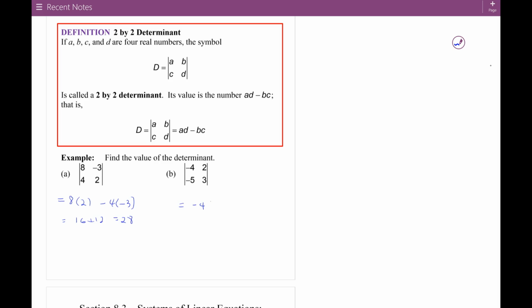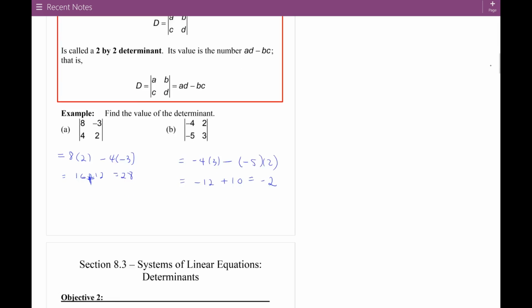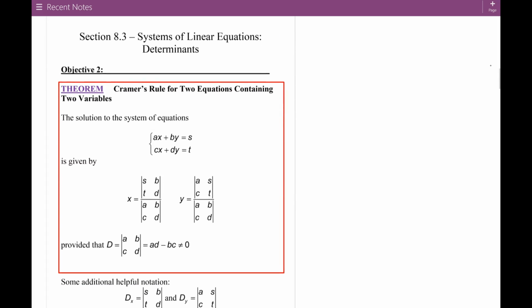Then the second example will have negative 4 times 3 minus negative 5 times 2. So you just have to be careful with negative signs. Negative 12 plus 10, so negative 2. So it's just a number associated with that set of 4 numbers that's arranged in 2 rows and 2 columns. So we're going to use that to solve a system of equations using Cramer's rule. And I'm going to call it a 2 by 2 system because you'll hear that a lot. 2 variables and 2 equations.